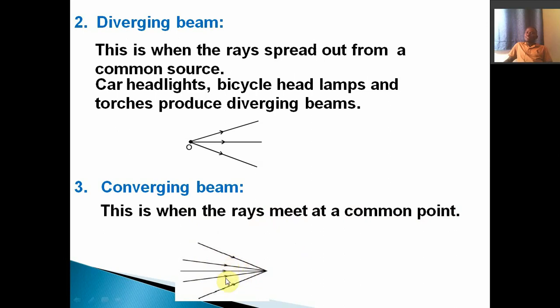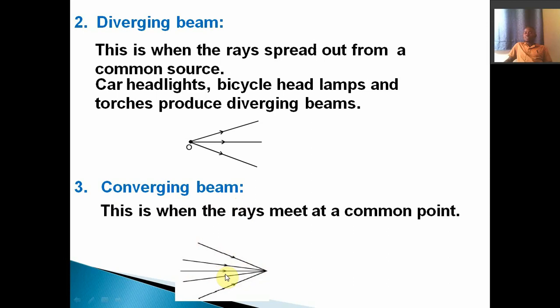Observe these arrows here properly. They are different from these ones here in the diverging beam. These ones are coming to meet, while these ones are running away from one another. These ones which are coming to combine at the common point are called the converging beam of light.